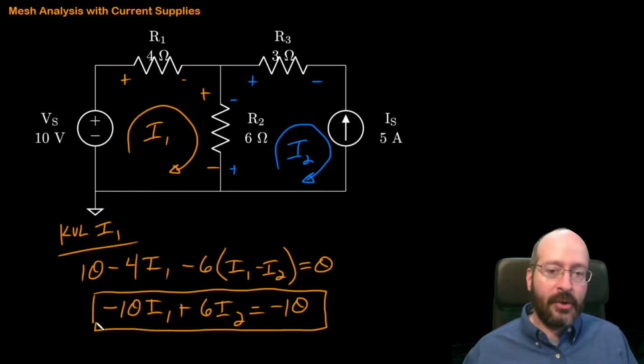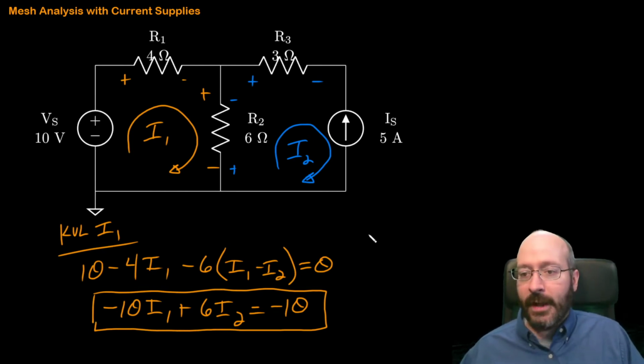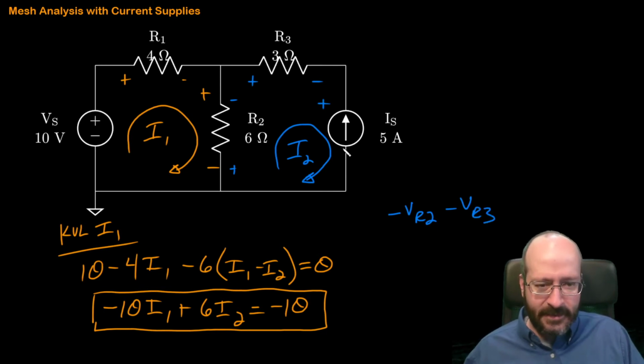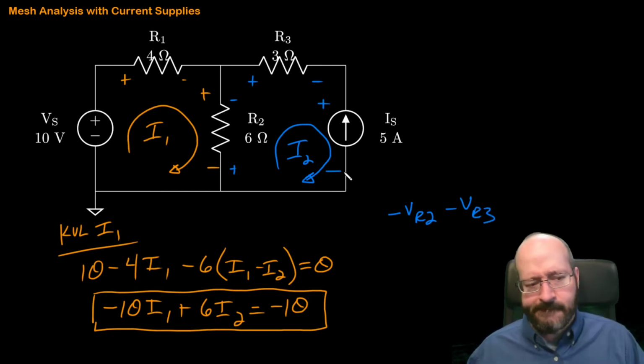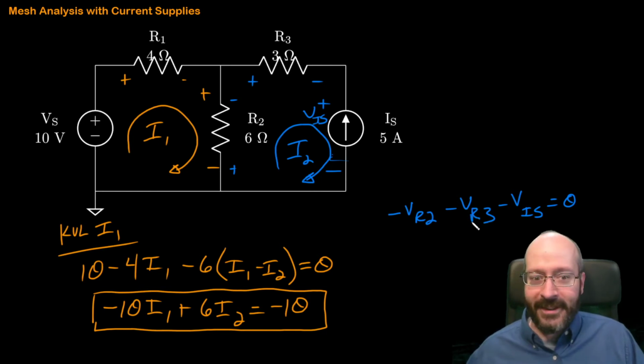Now the problem I'm going to run into is with the mesh that has the current supply. Okay, so let's walk over here, and I would usually say, okay, minus VR2, minus VR3, and then there is a voltage across this, and let's call it VIS, minus VIS, and I'm back to where I started, so that's 0. And now I'm critiquing my handwriting.